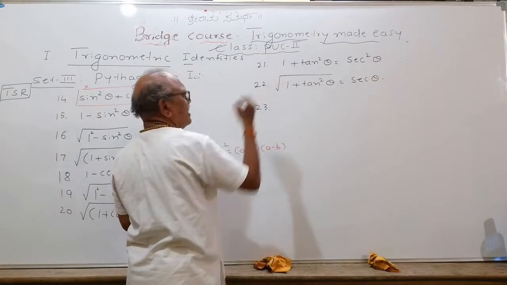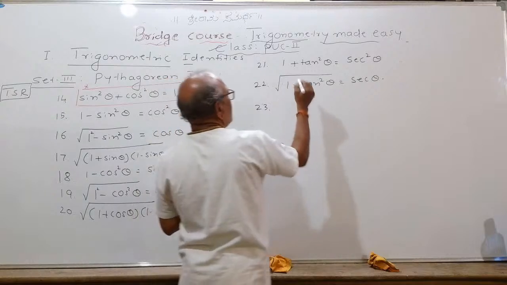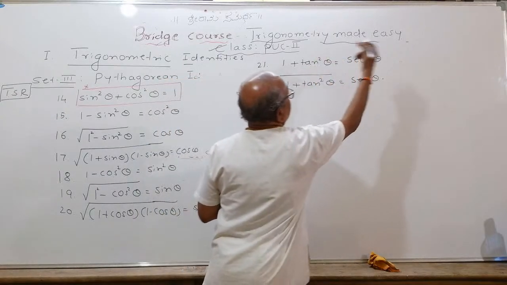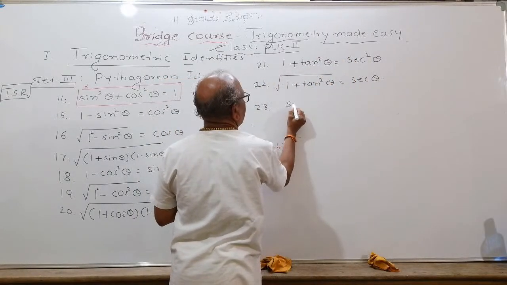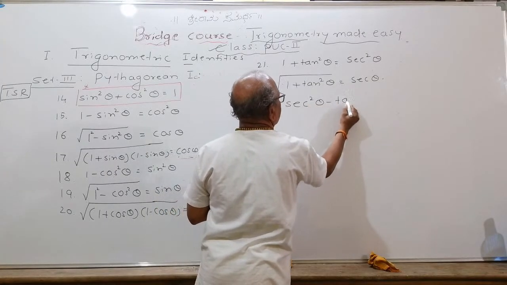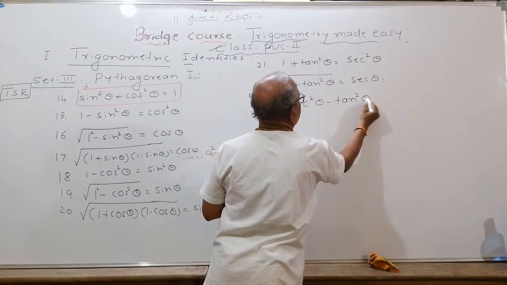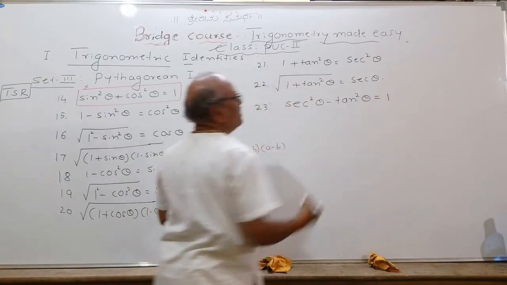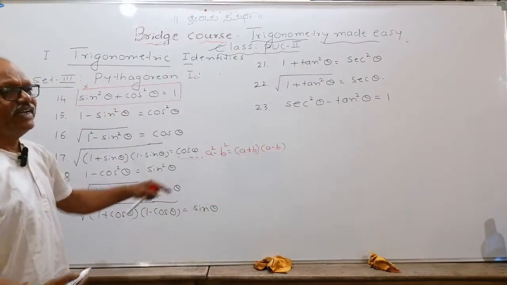23rd, based on the same identity. You take tan square theta to the right. What do you get? You will get sec square theta minus tan square theta is equal to what? 1. Consider it as another identity.